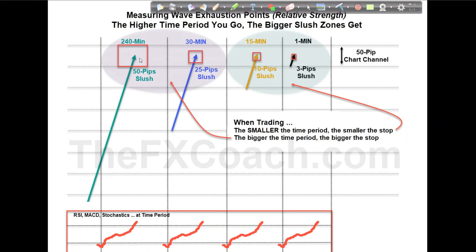What it means is determining this top at the 4-hour level. The indicator says it's overbought, it's ready to reverse. That ready to reverse zone might be 50 pips wide or deep. On the 15-minute indicator, it's going to say, oh, this thing's overbought, it's ready to be sold. That zone where it might actually turn around and reverse, about 10 pips of slush.